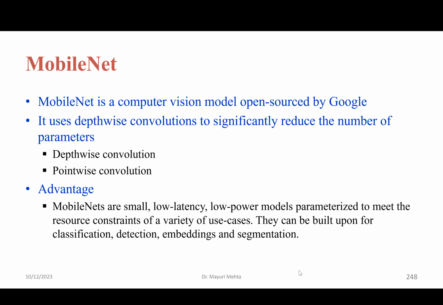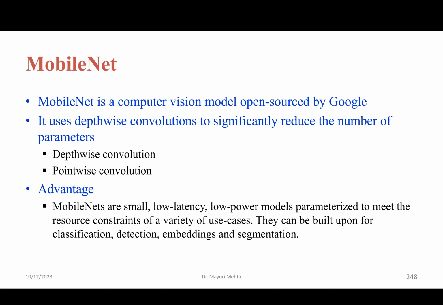But remember that point-wise convolution is a convolution with a kernel size of 1 cross 1. It simply combines the features created by the depth-wise convolution. That is its only purpose. Okay, fine. So that is about MobileNet.